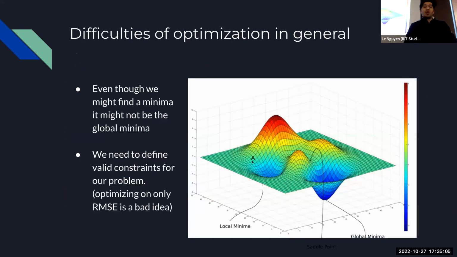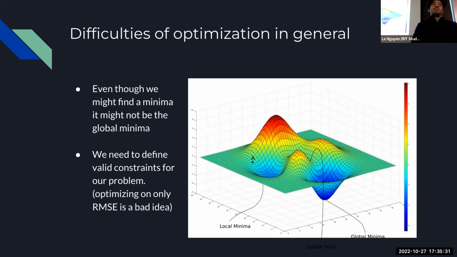Now, difficulties of optimization in general. Even though optimization often tries finding a specific minima, like we have a local minima right here, it might not be the best minima on hand. We need to choose methods that find a more appropriate value or an appropriate optimization score. And we also need to define constraints for our optimization problem.